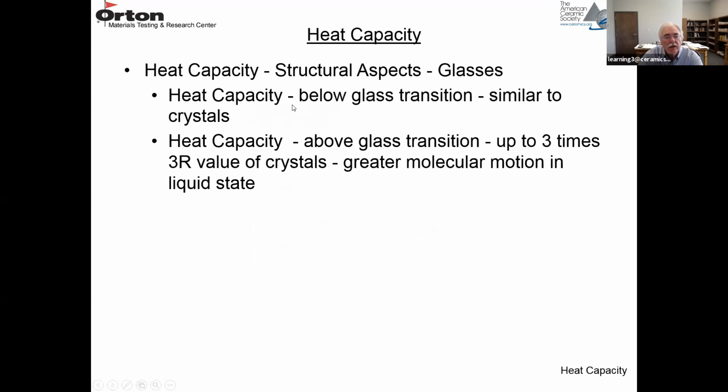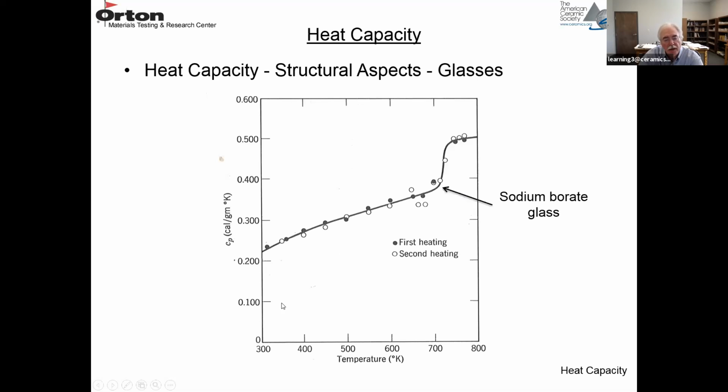For glasses, heat capacity below the glass transition is the same as for crystals. But above the glass transition, where there's structural motion, it can be up to 3 times the 3R value. So you have greater molecular motion when the material becomes less viscous. So this would be heat capacity versus temperature for a glass. This is a sodium borate glass. You have your typical thermal expansion behavior, you go through the glass transition, and then you have a higher heat capacity.